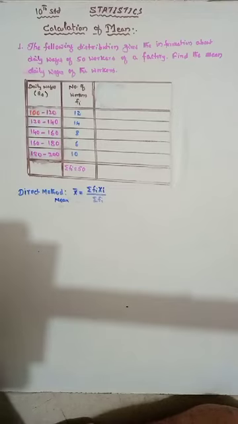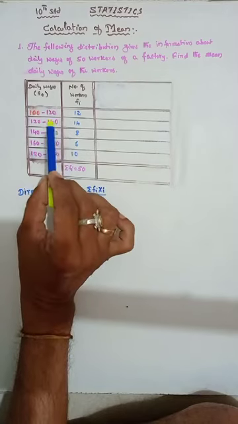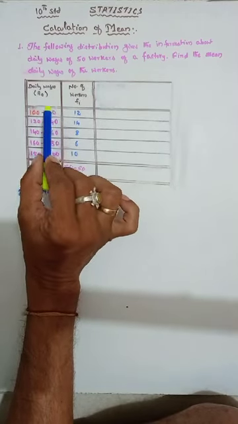Hello students. Today let us calculate the arithmetic mean of the given grouped data in statistics. Here is a situation. The following distribution gives the information about the daily wages of 50 workers of a factory. We have to find the mean daily wages of the workers. So this information is to be understood like this tabular column.